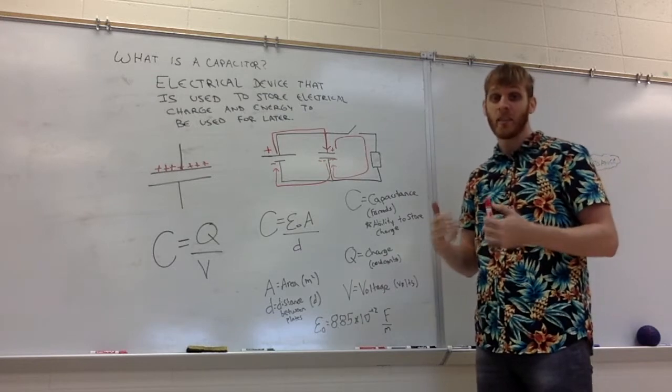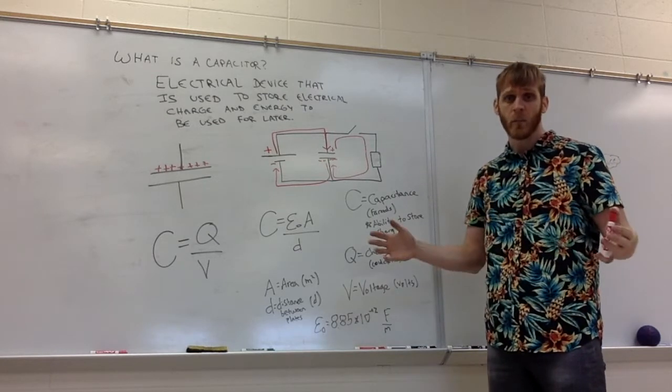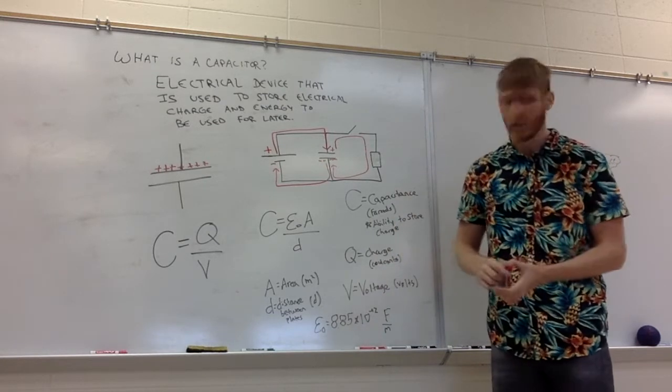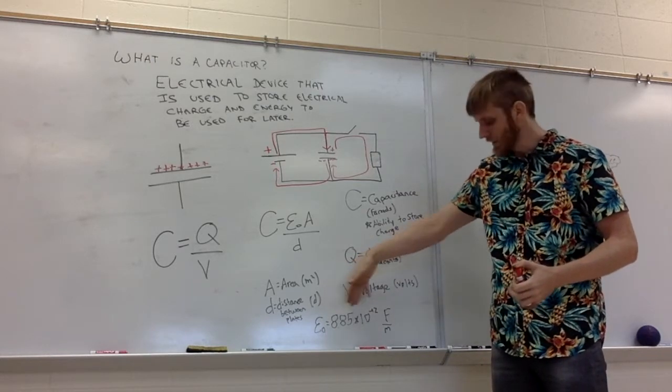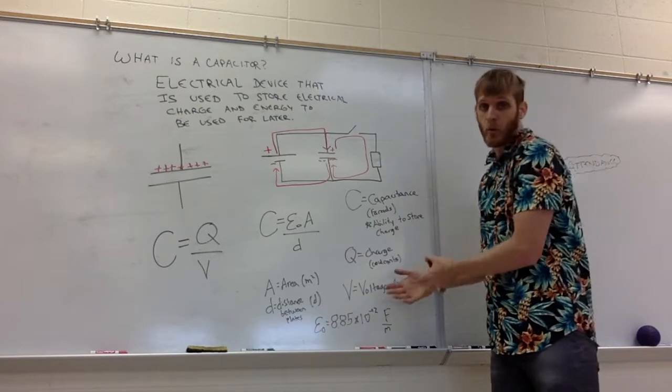And finally, this epsilon is just a constant. It's called the permittivity of free space. It's a constant for all capacitors. It's a constant for electricity, essentially. And it's just given by this value. It's always 8.85 times 10 to the minus 12, and the units for it would be farads per meter.